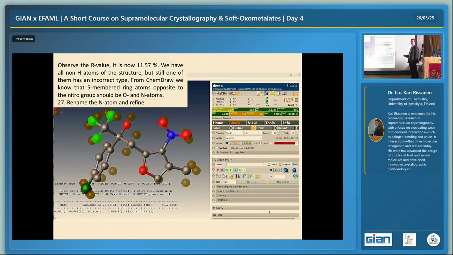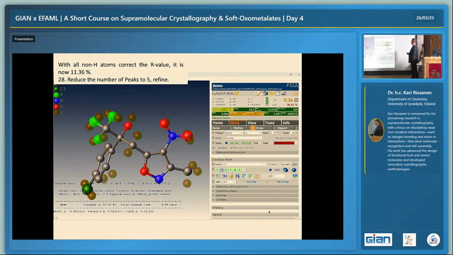Again, the R value is going down. And now you can see that we have it there. Now the observed value is that not all the atoms are correct, there is still one incorrect type. From the ChemDraw, we know what this is, so we rename it as a nitrogen atom and repeat. And now it still goes down. Now all the atoms are correct.